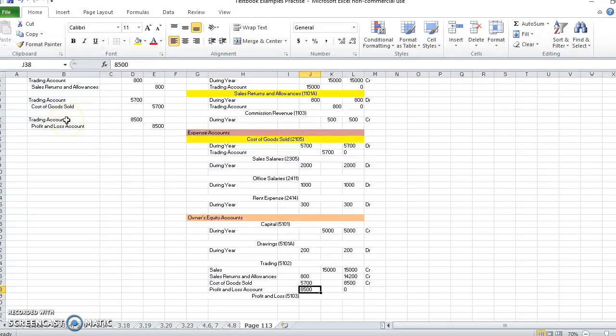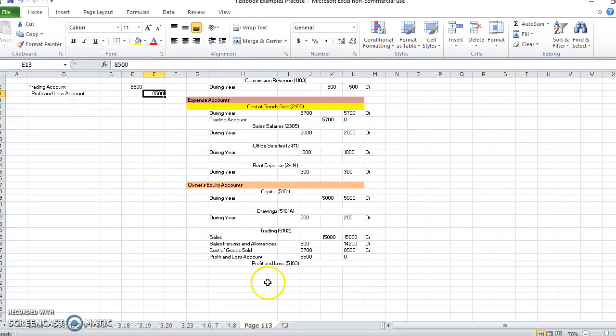And finally, we've posted our trading account journal entry to our trading account. We just need to do our profit and loss account, which was credited for 8,500, so 8,500 for our credit balance. And this amount came from our trading account as per our journal. We have now derived our gross profit.